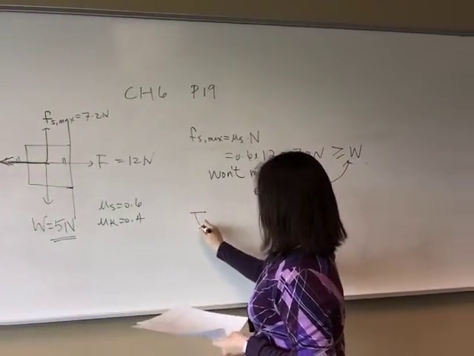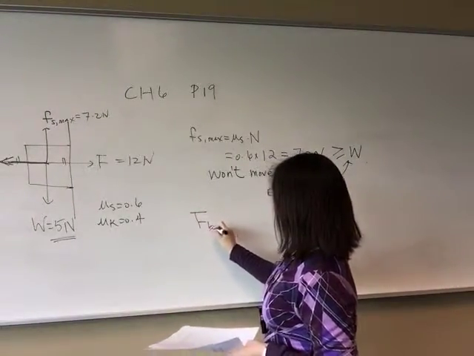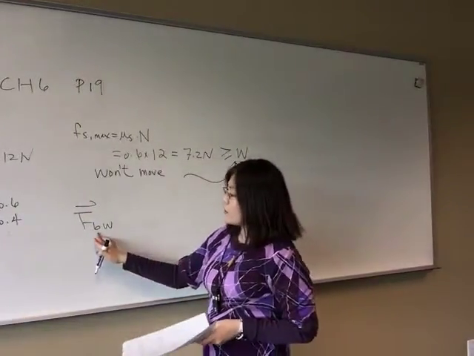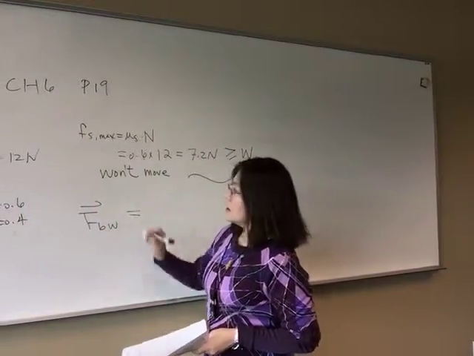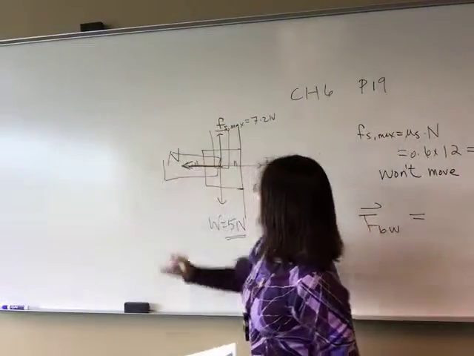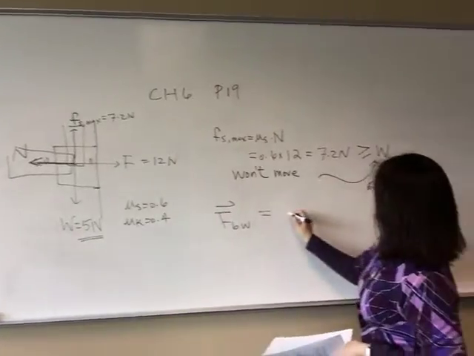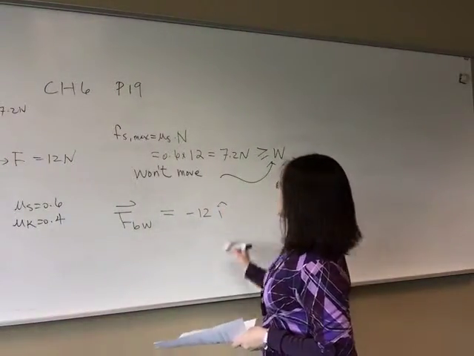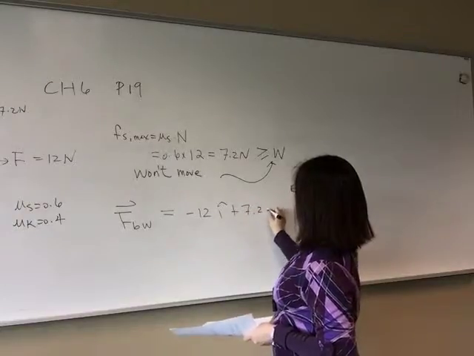So we call that force that is exerted on the block by the wall. This is what we call the FBW, the force on the block by the wall. In this case, that will be this force and that force. Horizontally, you will have negative 12 i hat, and vertically you have 7.2 j hat.